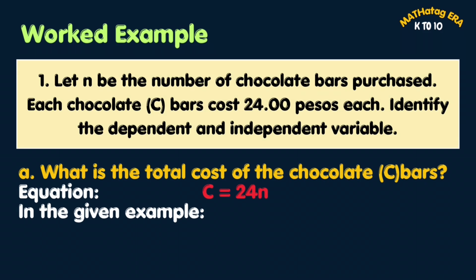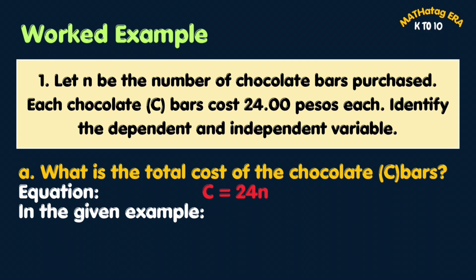Let n be the number of chocolate bars purchased. Each chocolate bar costs 24 pesos each. You're going to identify the dependent and independent variable. So, yung chocolate bars, nagkakahalaga siya ng 24 pesos kada isa. So, let n be the number of bars and c is the total cost. For the equation, it will become c is equal to 24 times n.